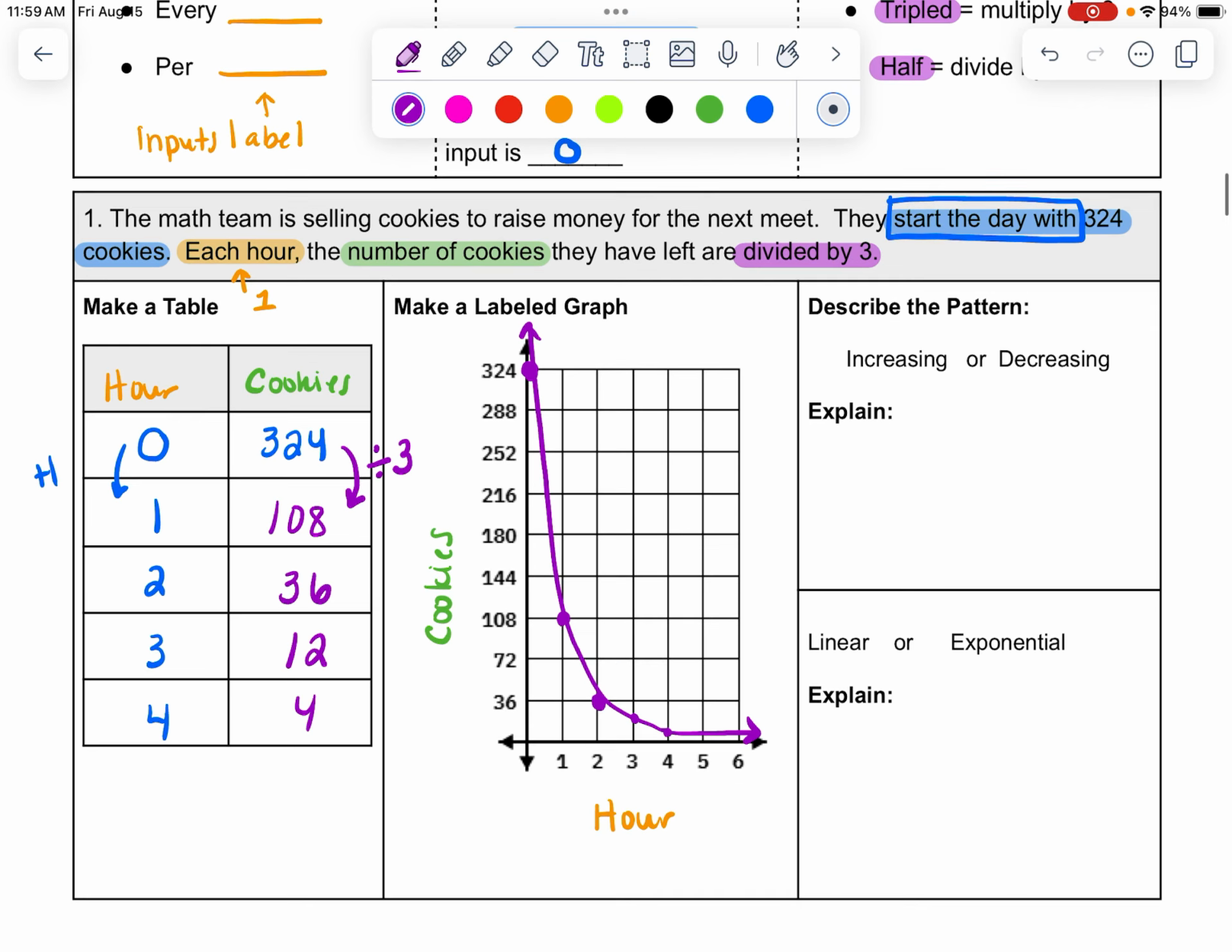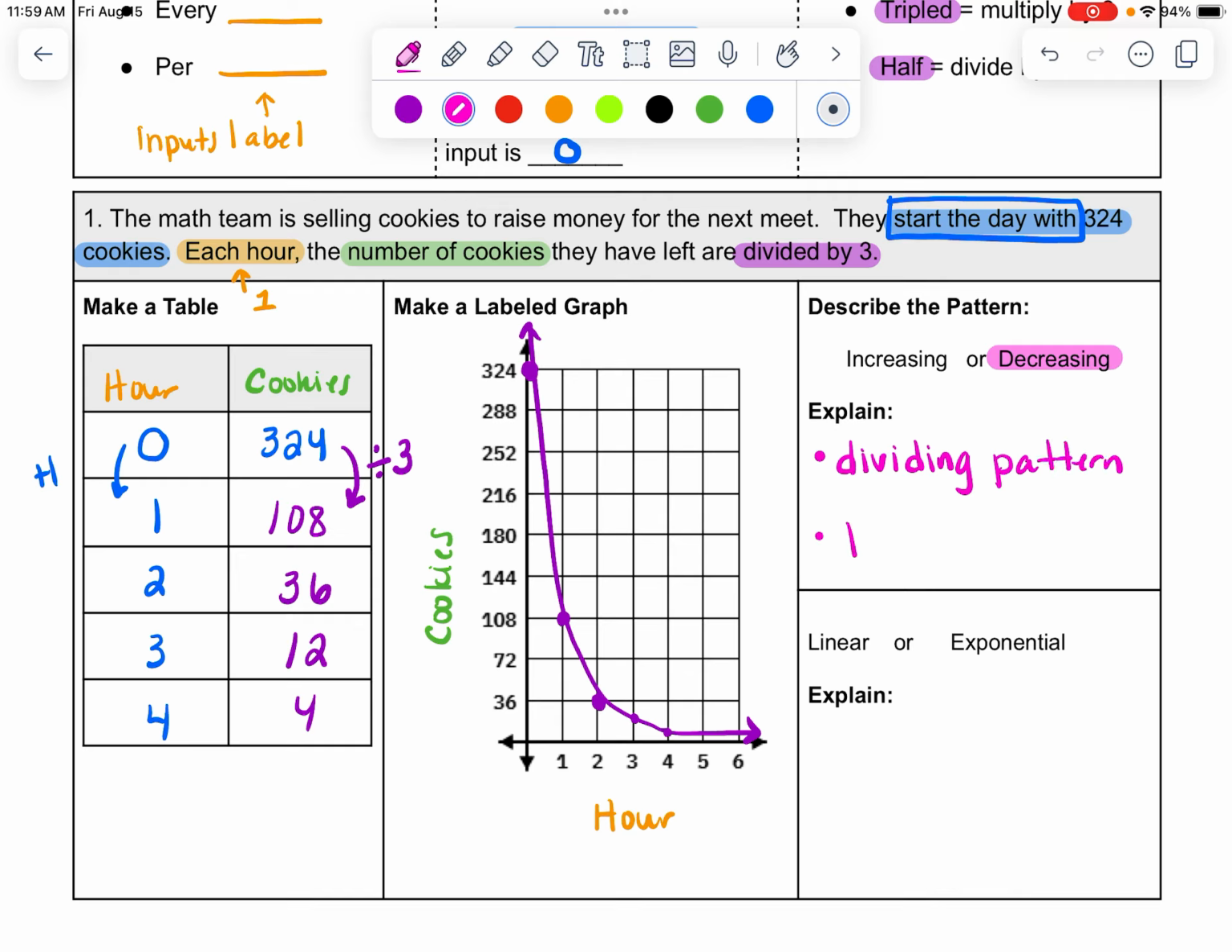Now, in terms of the pattern, if I said, is this pattern increasing or decreasing? Again, this is a review of yesterday, but the answer would be that the pattern is decreasing. And there's two reasons. The first reason is that there is a dividing pattern, which division is always going to give us numbers that get smaller.